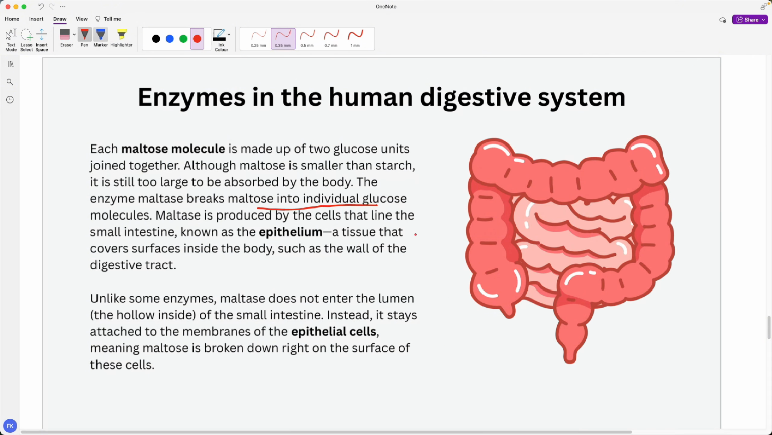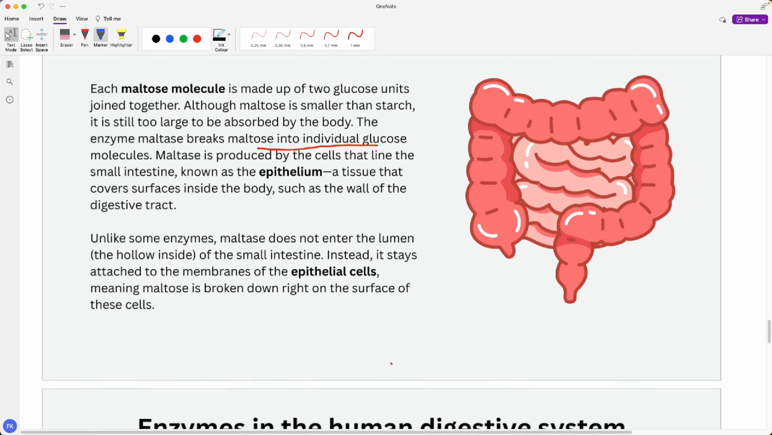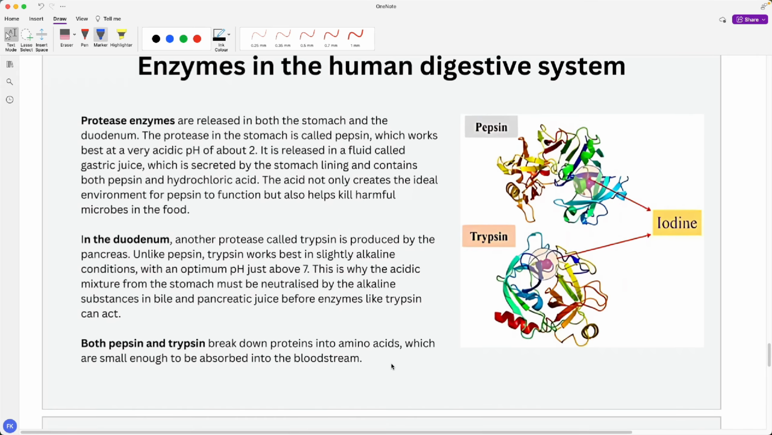Unlike some enzymes, maltase doesn't enter the lumen of the small intestine. Instead, it stays attached to the membrane of the epithelial cell, meaning maltose is broken down right on the surface of this cell. Now we have other protease enzymes such as pepsin and trypsin.